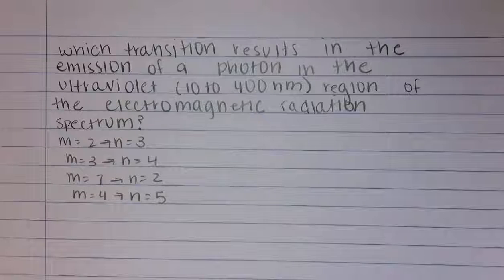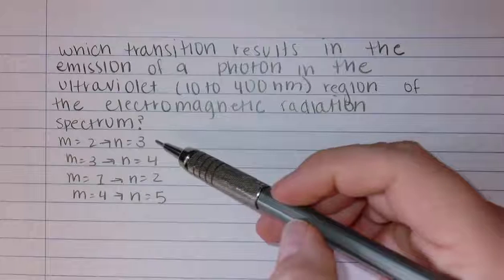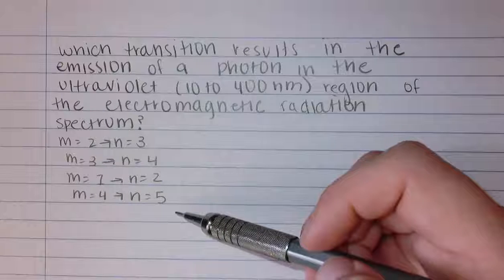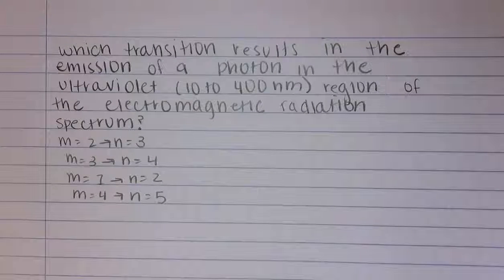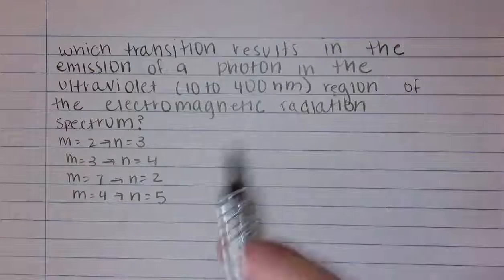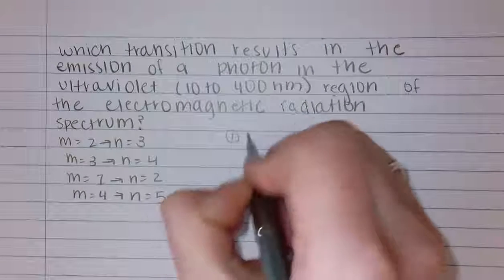This question asks us which transition results in the emission of a photon in the ultraviolet, which is 10 to 400 nanometer region of the electromagnetic radiation spectrum. And then we're given transitions from one energy level to another. So you should be given a packet of equations with your exam, and I would definitely find out if you are, because if you're not, you should memorize some of them, because this question is all about which equation to use.